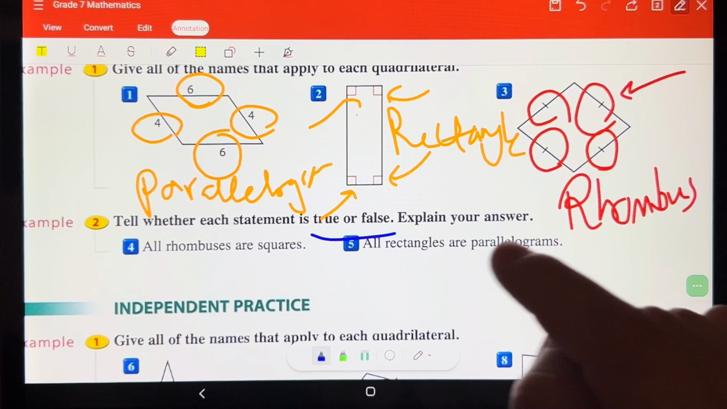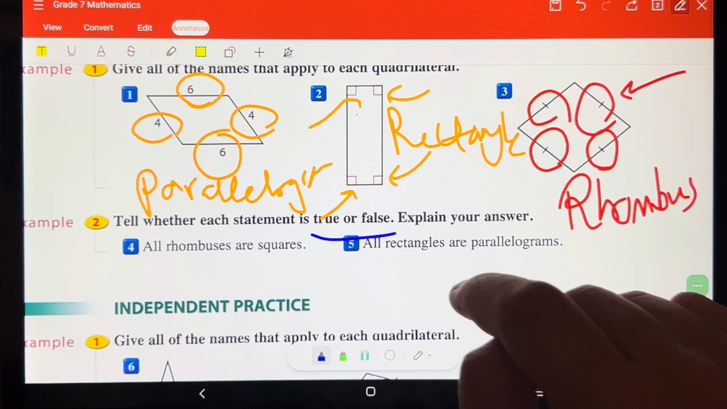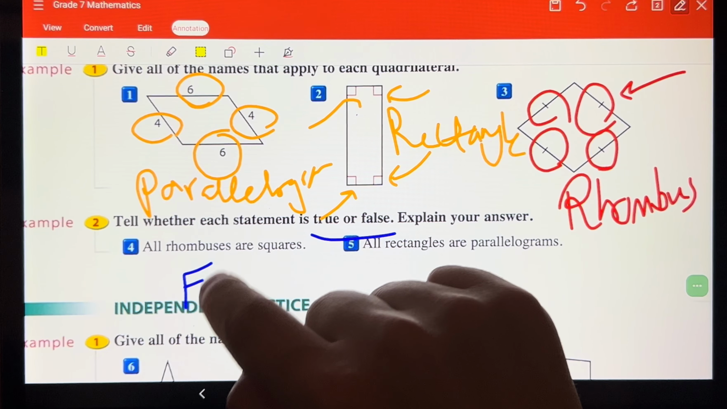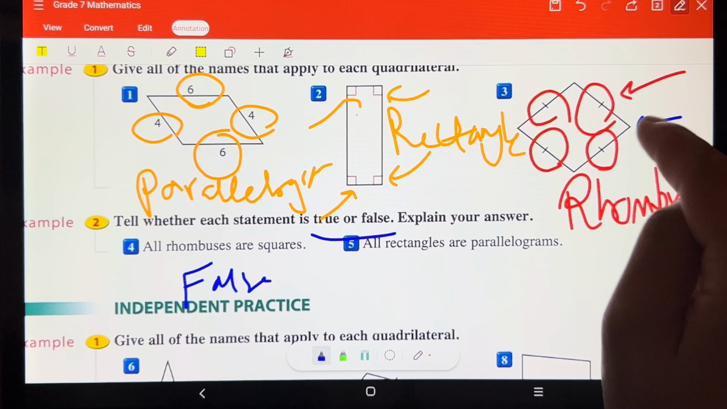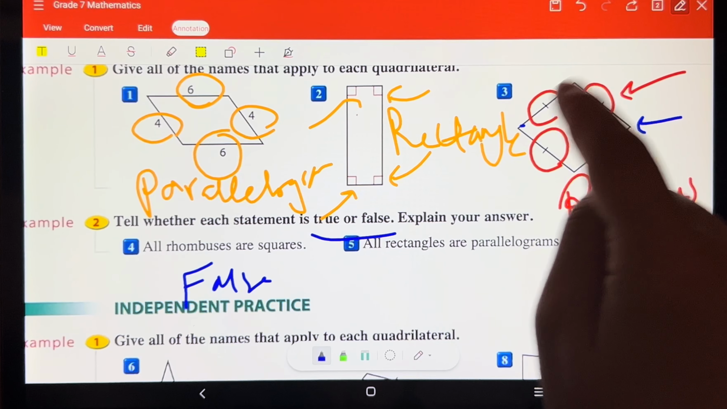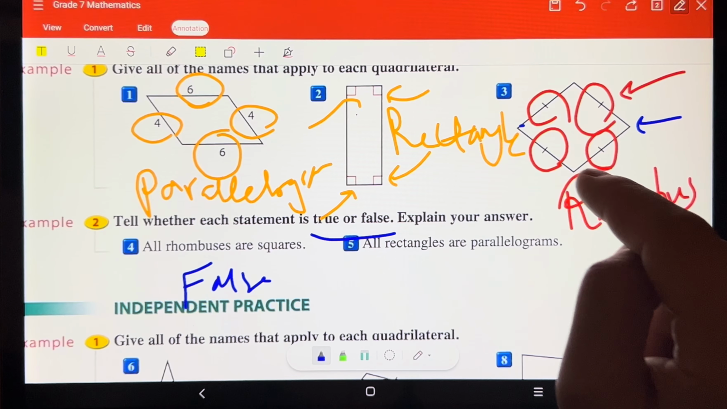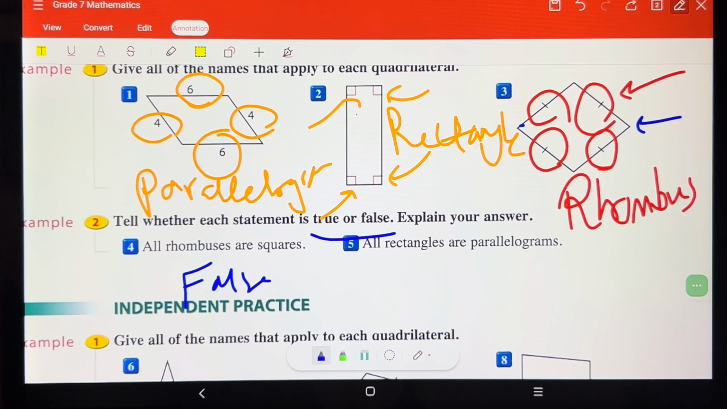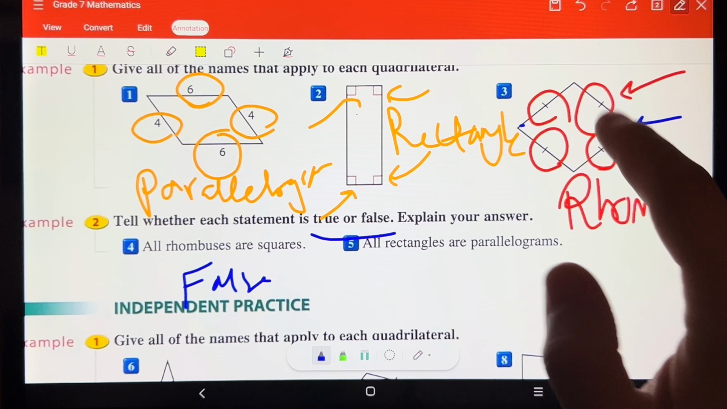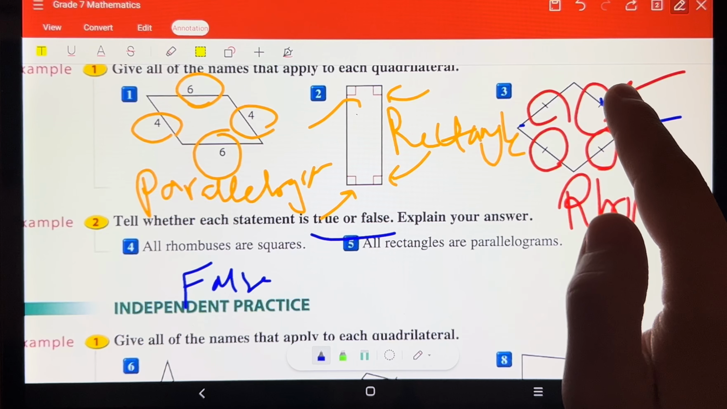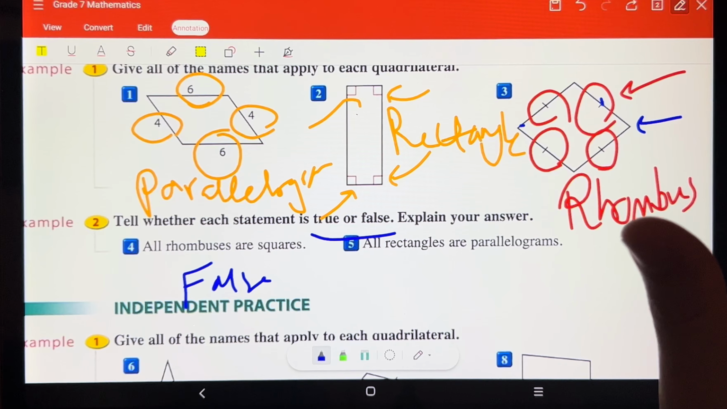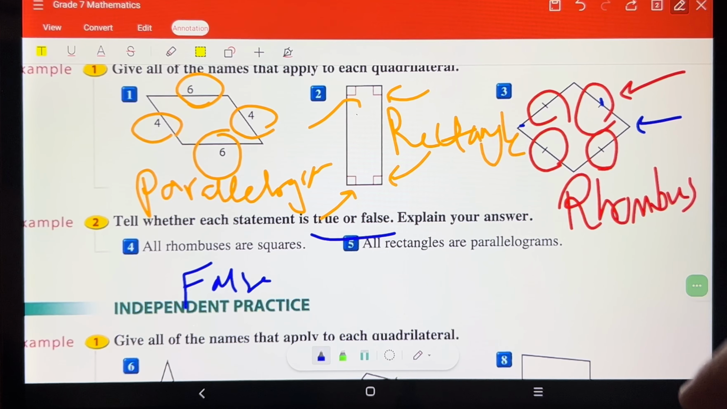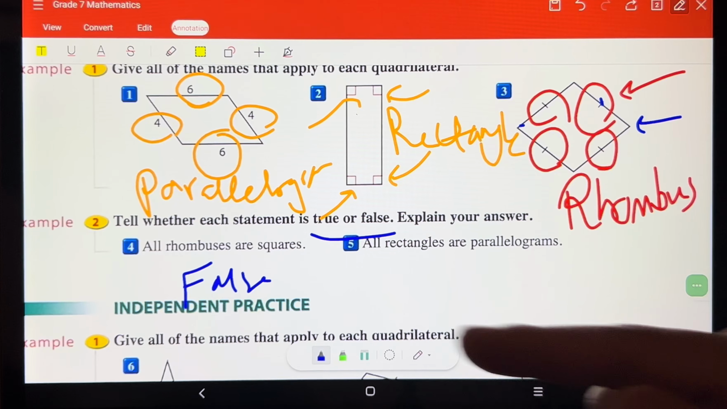All right, dears, for question 4 and 5, tell whether it's true or false and explain your answer. So all rhombuses are squares. This one is false. Not all rhombuses are squares because this is a rhombus. Look at the shape. The angles inside are not right. It only has got one property, and the property is that it has 4 congruent sides. But a square has 2 properties. The first property is that all the angles are right, 4 right angles, and then we say 4 congruent sides. That's why I say false.